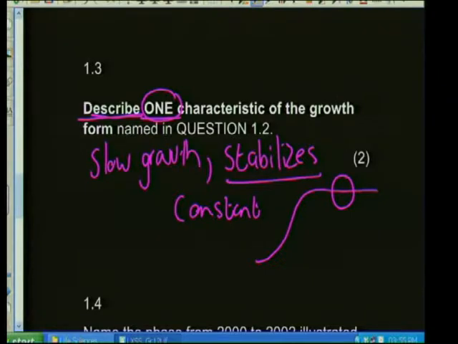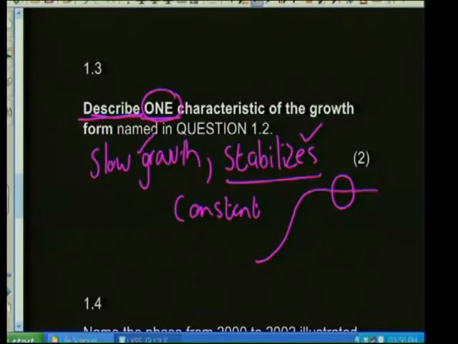We get the stable. So you'll get 1 mark for slow. Slowly starts the growth in the beginning, right? Then maybe it will grow exponentially, but ultimately where you're going to get your 2nd mark, you must talk about it stabilizes or becomes constant with the carrying capacity.